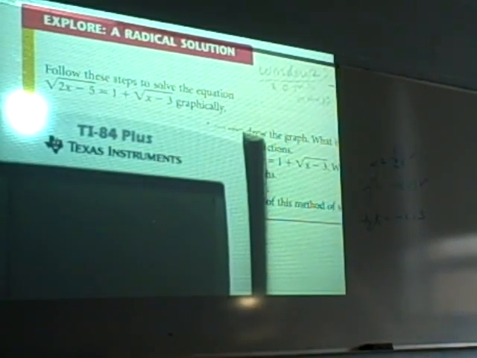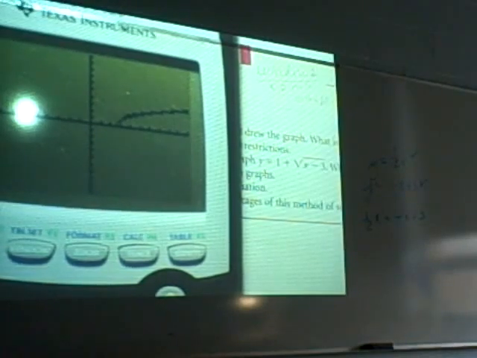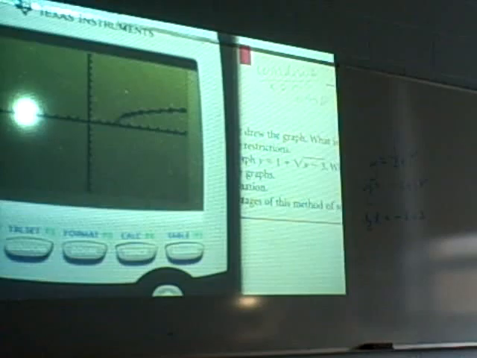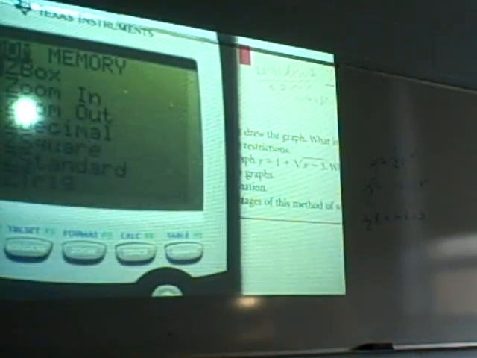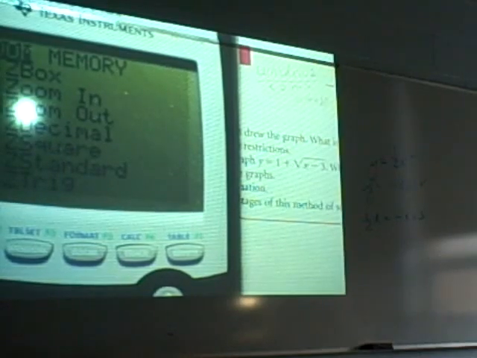And my window isn't working very well, so I'm going to go to Zoom 6. Okay. Now it's clear, I don't like that window. I can't clearly see where the two of them are. So do I need what? Zoom fit. Zoom fit. And in this case, where is it?